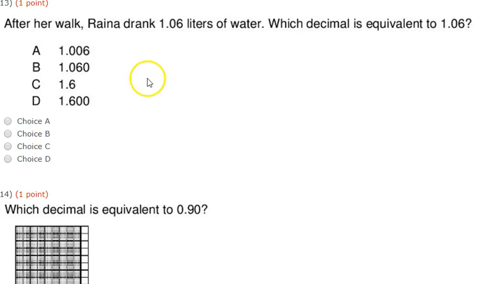Number 13. After her walk, Raina drank 1,600 liters of water. Which decimal is equivalent to 1 600? So which of these numbers is equal to this number?